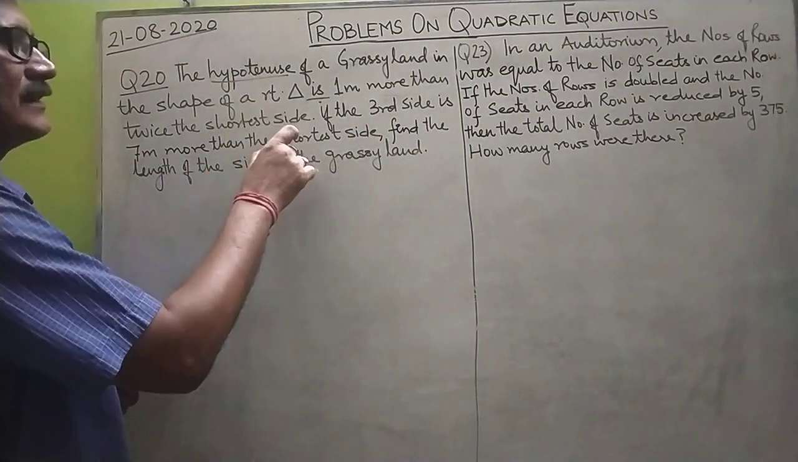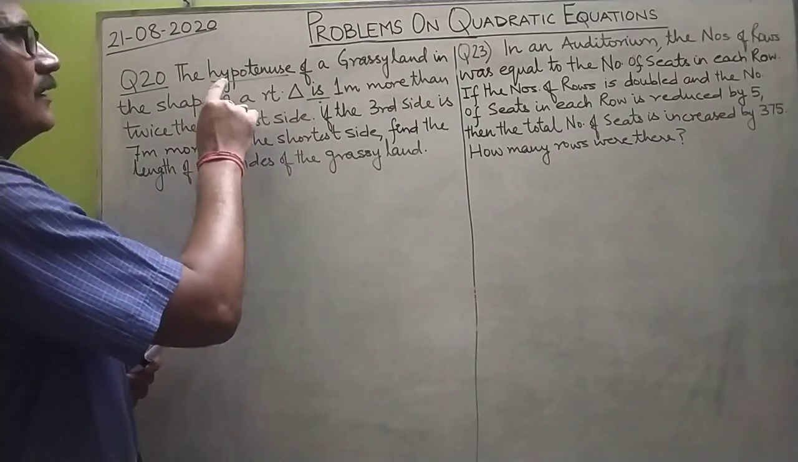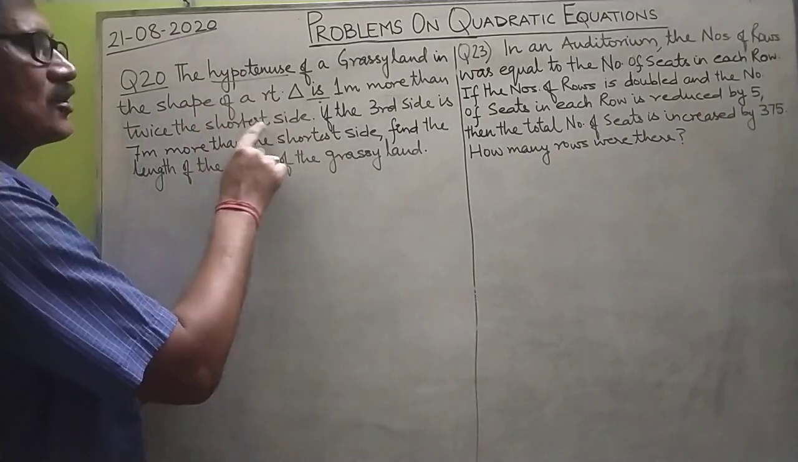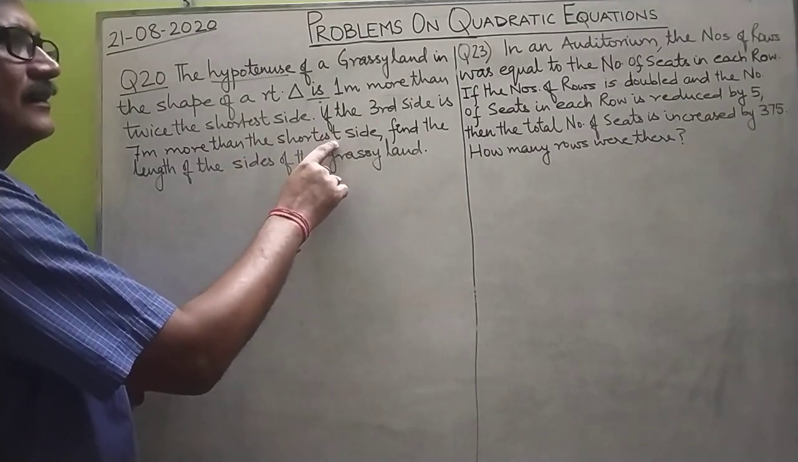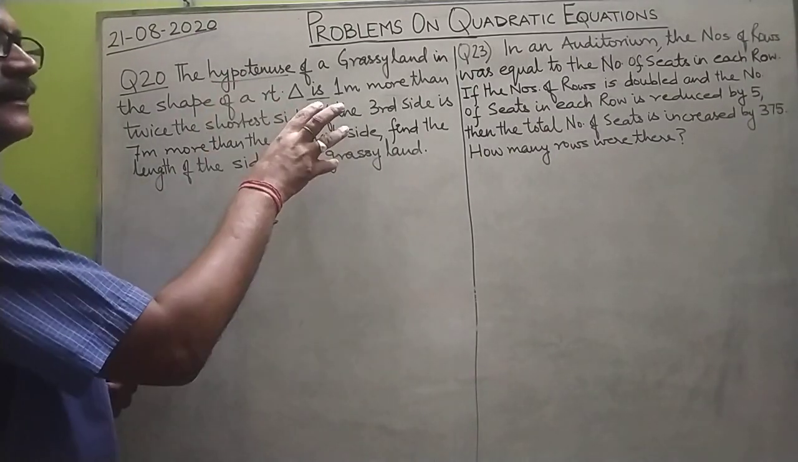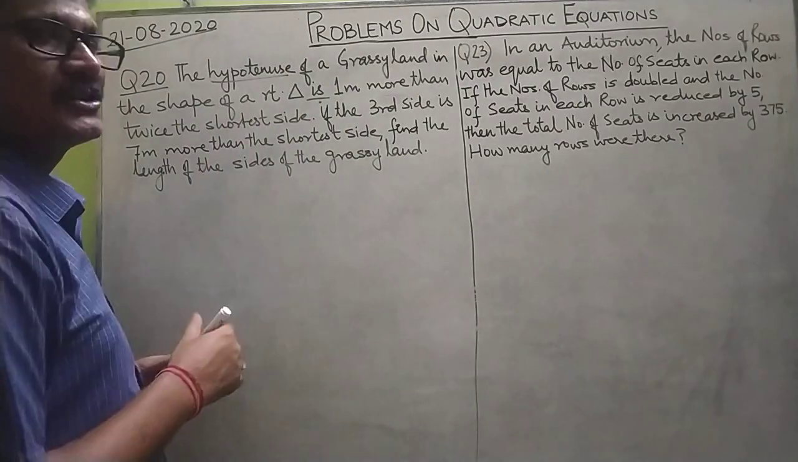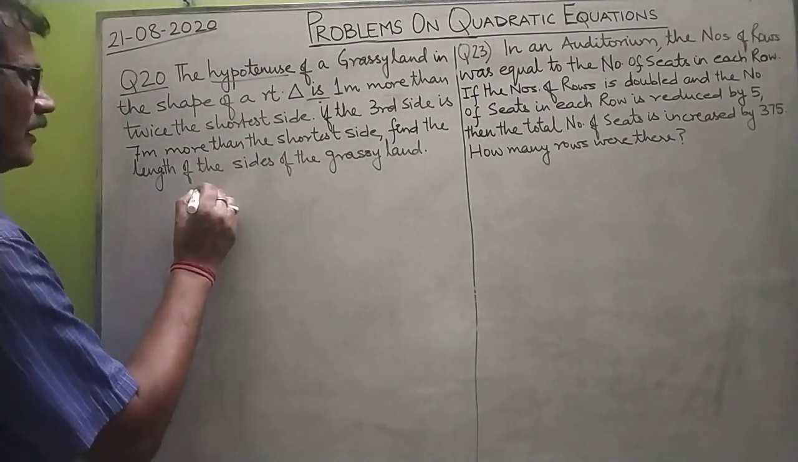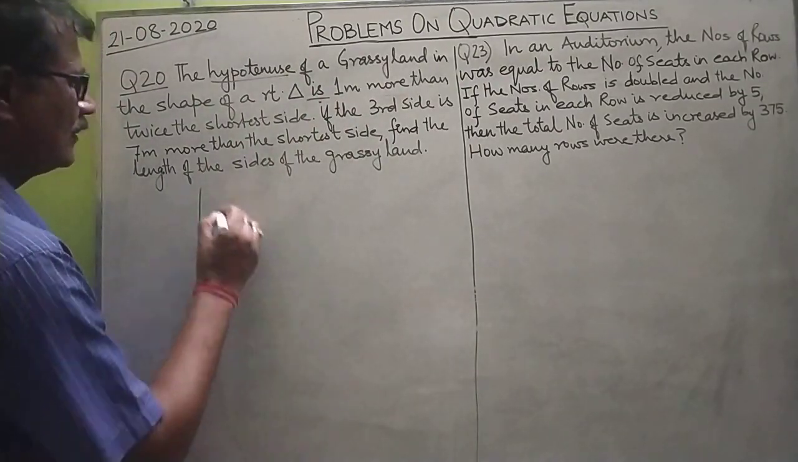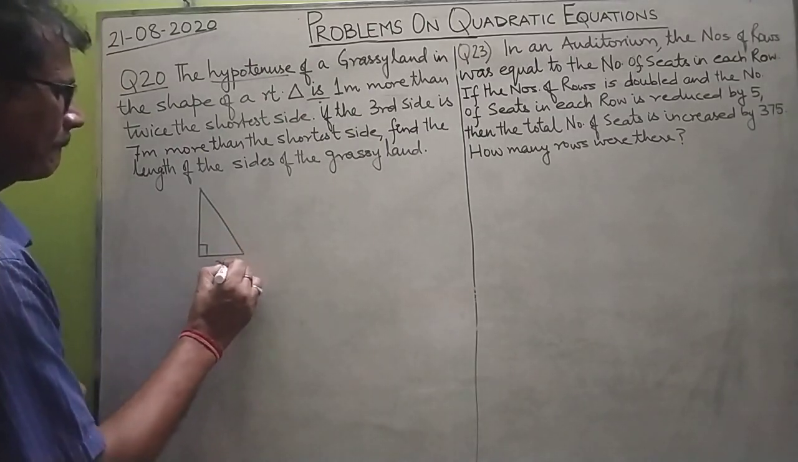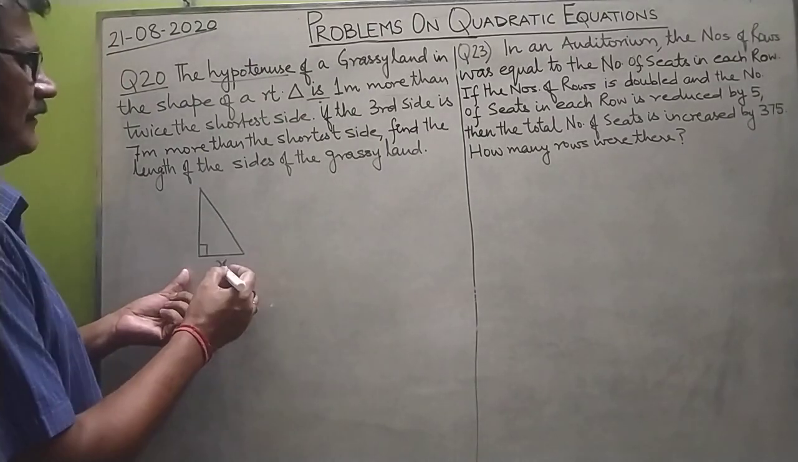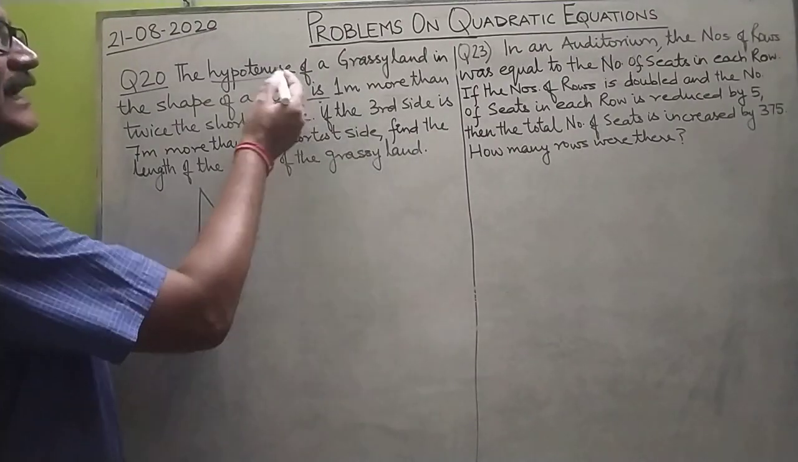Now when you read this sentence, you find that the hypotenuse is depending on the shortest side and the third side is also depending on the shortest side, because both of them have been expressed in terms of the shortest side. So what we do in the right angle triangle, we take the shortest side as x and then we try to find out the third side as well as the hypotenuse.